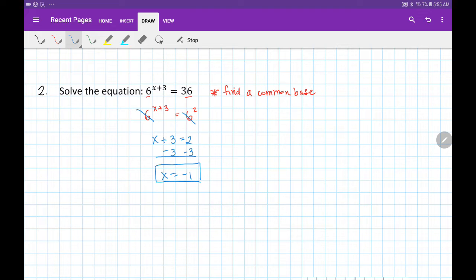Okay, and I can plug that back in just to check. So I have 6 to the power of -1 plus 3 equals 36. -1 plus 3 is 2, so that's 6 squared. And this is true, so I know that I did my work correctly.